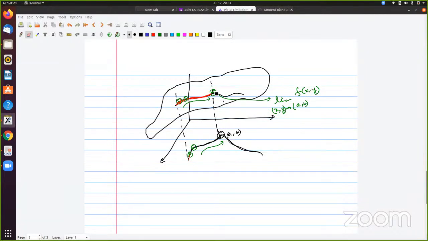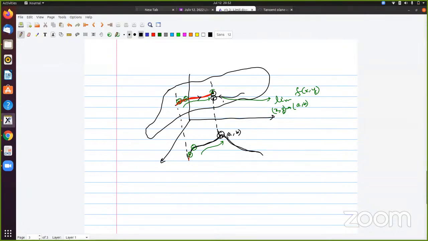Now, suppose this does not approach the same point. This is approaching here, which was happening in our case xy by x square plus y square at the origin, right? So here it is approaching here, and here it is approaching there. So these 2 points are different, so we can say the limit does not exist.